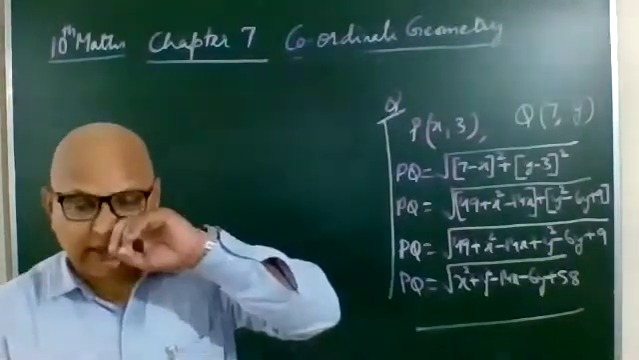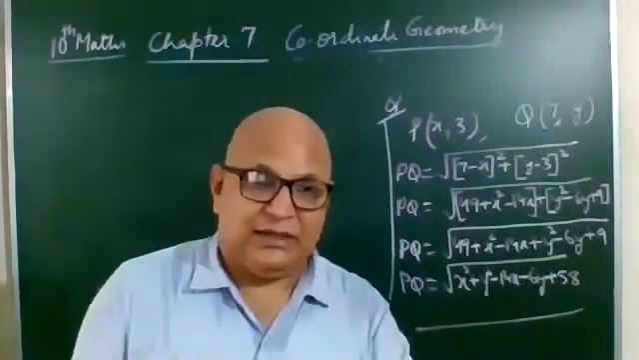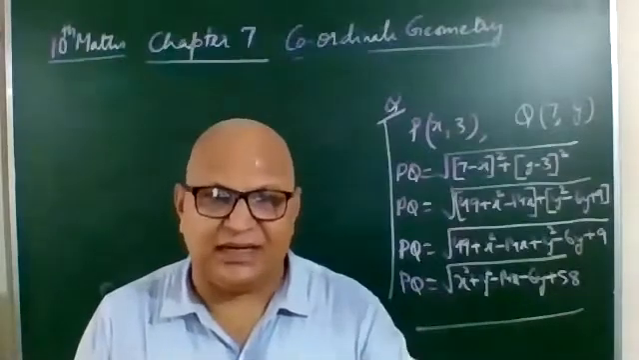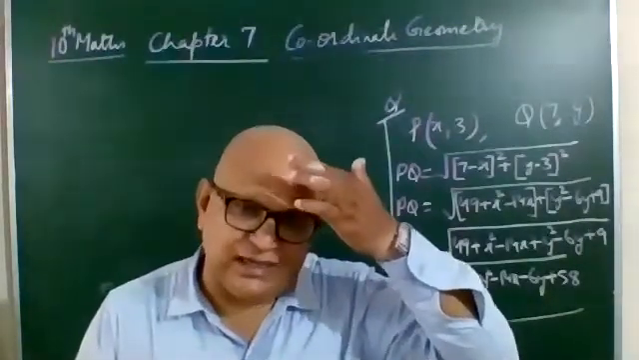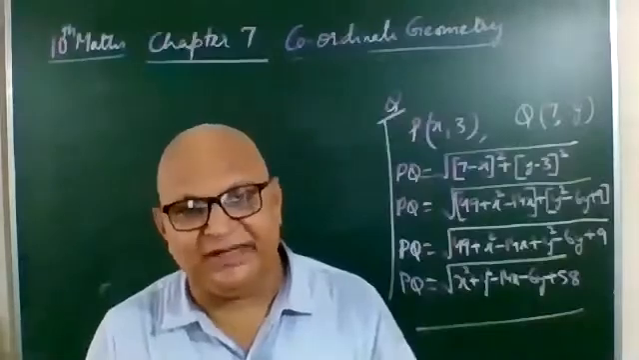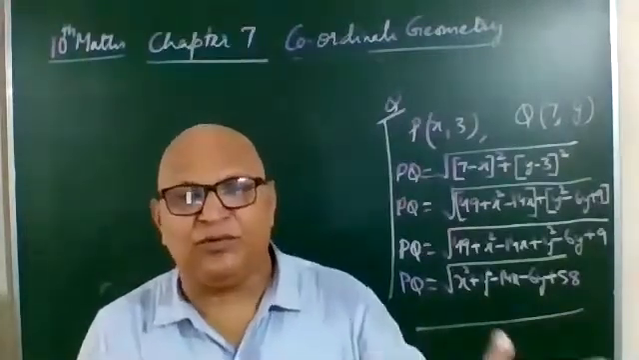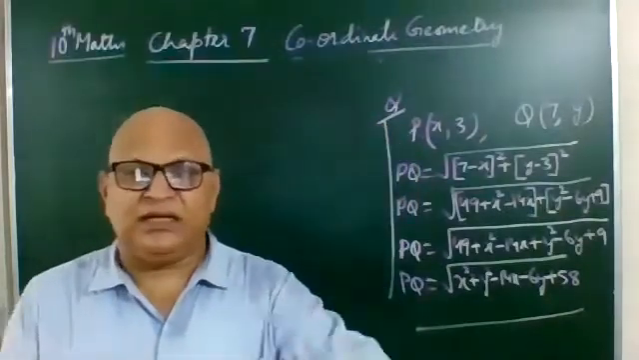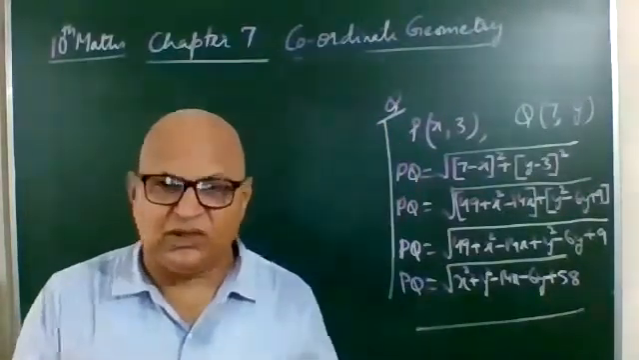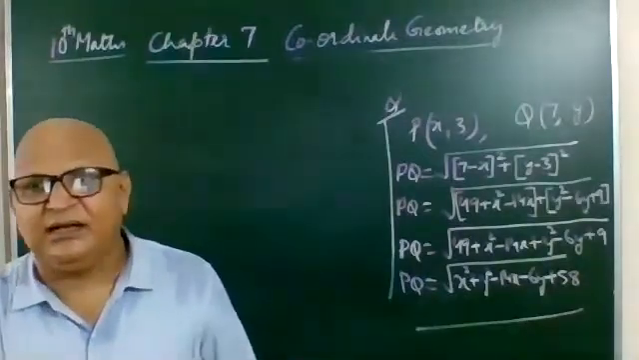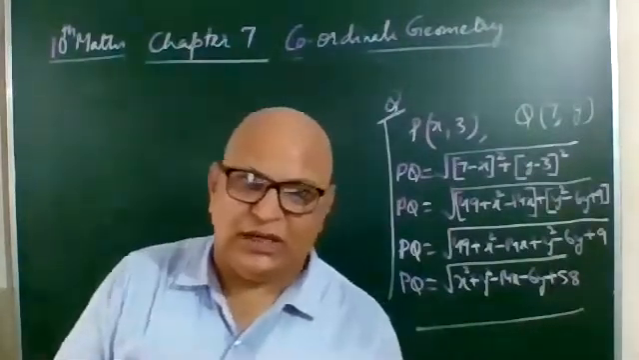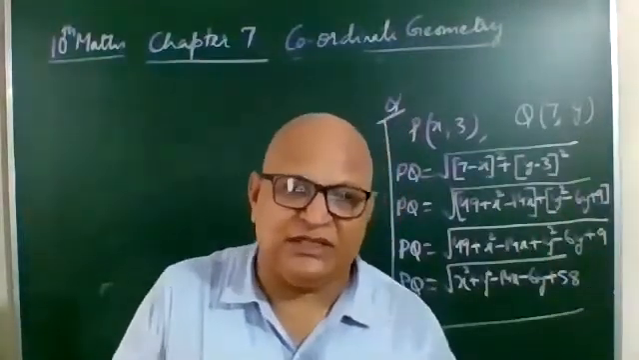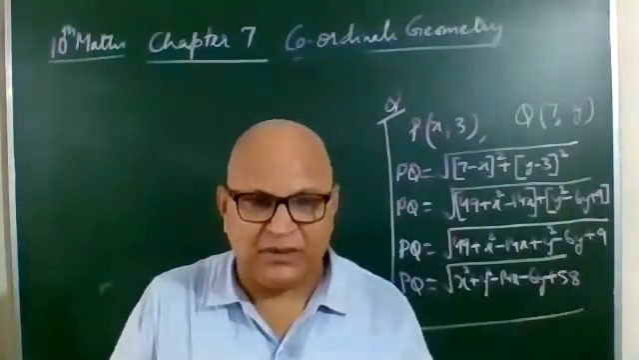After that comes the isosceles right angle triangle. In an isosceles right angle triangle, you have to find all 3 sides, prove 90 degrees also, and show 2 sides equal. Then you will say the given points are the vertices of an isosceles right angle triangle. Then comes the question to show that the given points are the vertices of a square.